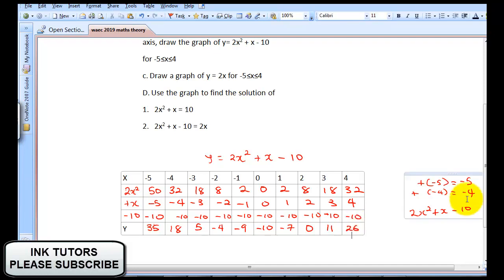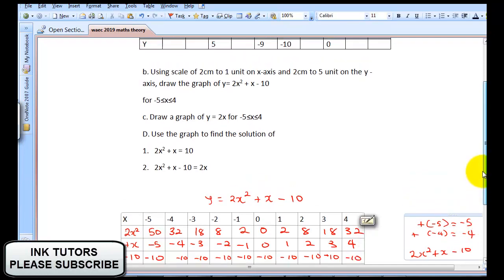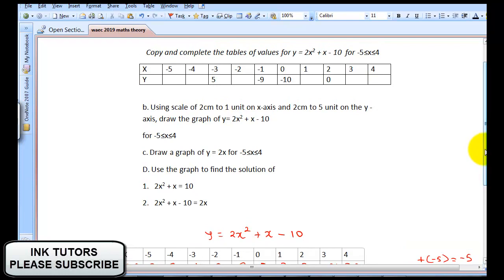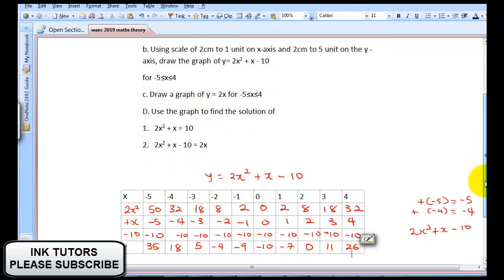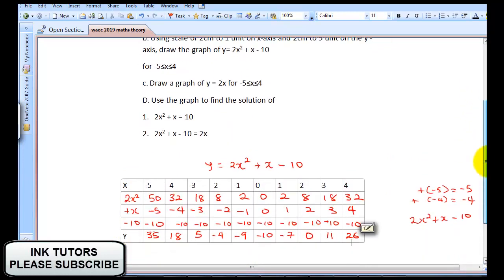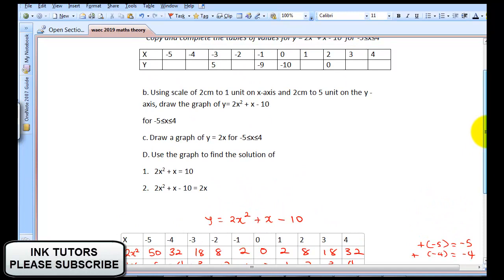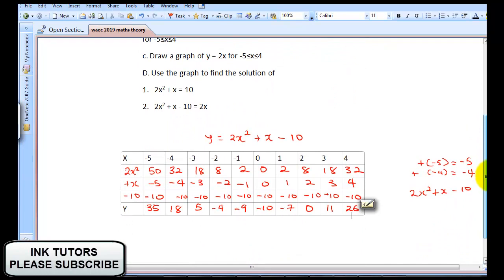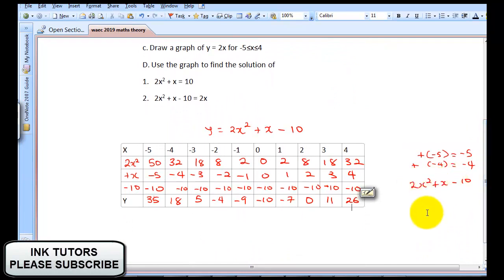Now, at this point, let's compare the values that were given to us. Now, you can see when x was minus 3, y was 5. Let's check. Okay, that's correct. So you can see it at this point. Okay, so now let's go back and check. When x is minus 1, is y minus 9? Yes, it's correct. When x is 0, y is minus 10. Is that correct? Yes. And when x is 2, y is 0. Now you can see our values are all correct.